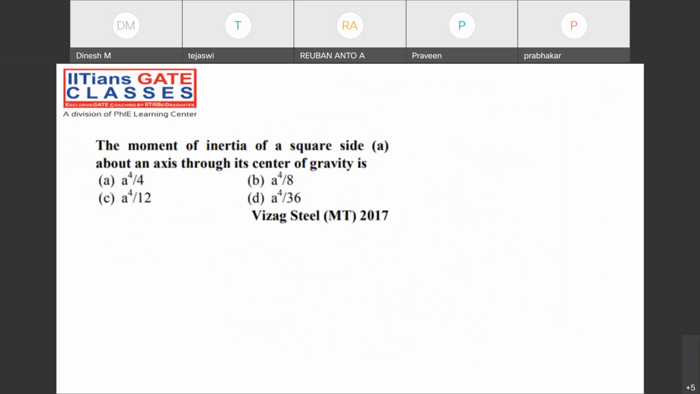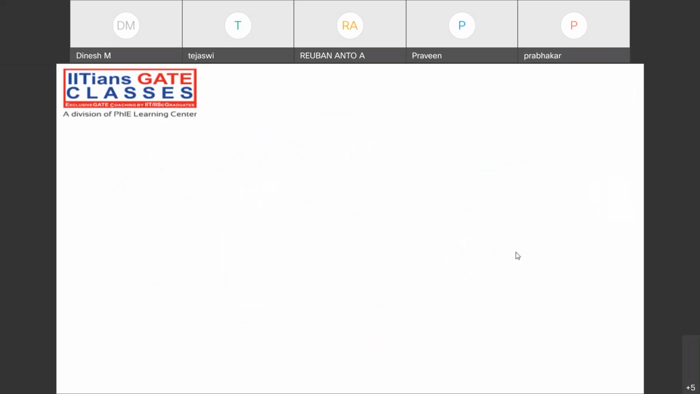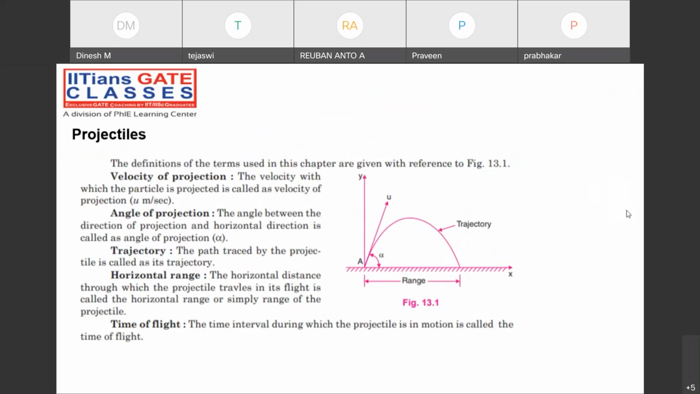Projectile motion, right? Perfect. Note on the projectile motion.